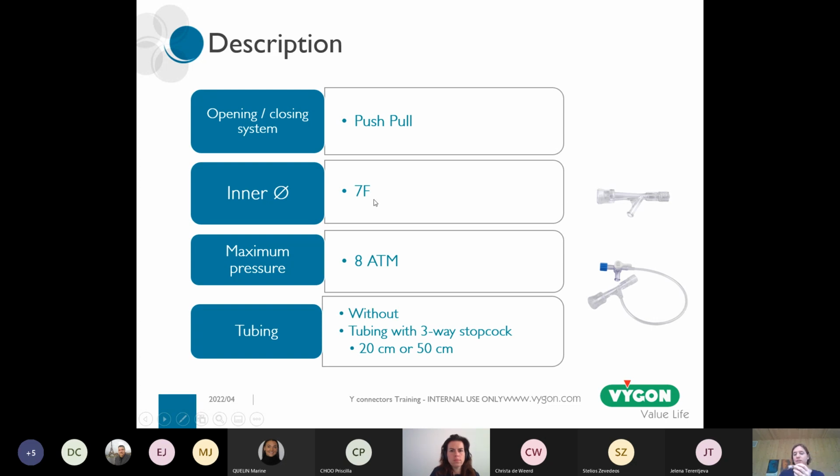The inner diameter is 7 French. The maximum pressure is 8 atm, and it is sold with a tubing, with a three-way stopcock, a tubing of 20 centimeters or 50 centimeters, but you can have it without tubing.